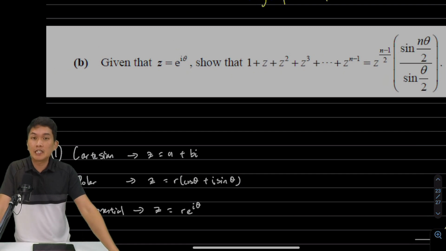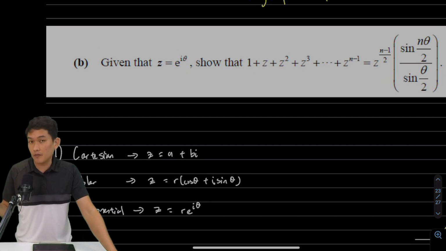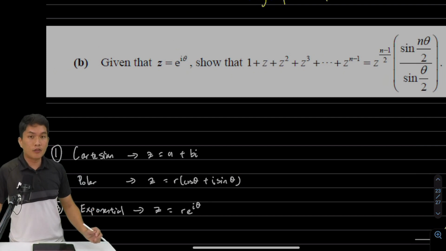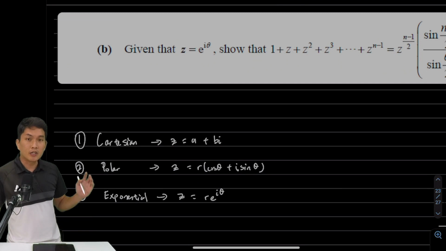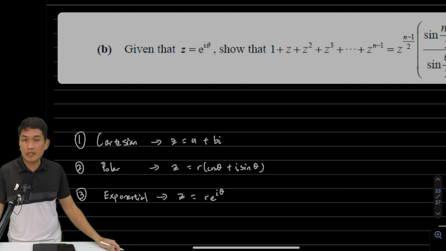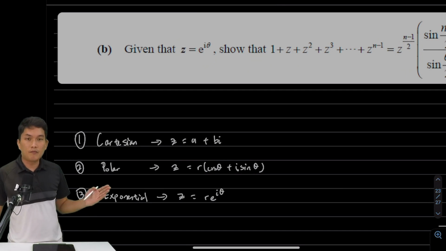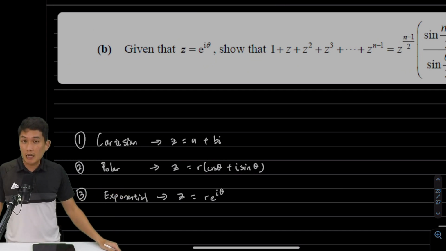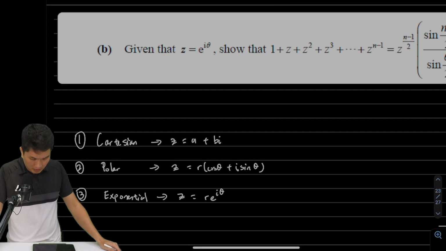Now in this question, they're really testing you on how comfortable you are switching between the different forms of a complex number. So how many forms of a complex number are there? There are 3, right? So you have the Cartesian, the polar, and the exponential form. So the Cartesian one is a plus bi, polar form is r into cosine theta plus i sine theta, and the exponential form is r times e to the i theta.